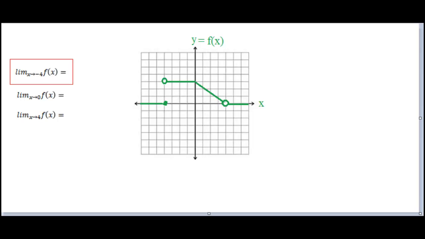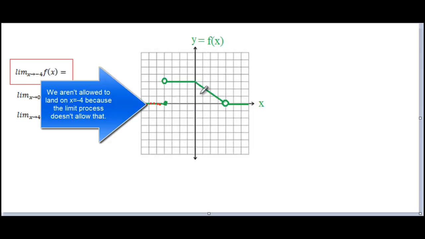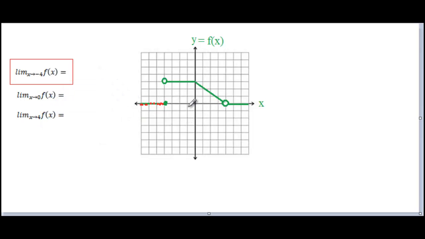We have to imagine our bug walking along here from the left. What's its height? What's its y value as it approaches -4 from the left? It can't actually get to -4, but we can get as close as we want. And we'd have to conclude that from the left, the bug's height is 0. Now we do the same experiment from the right.